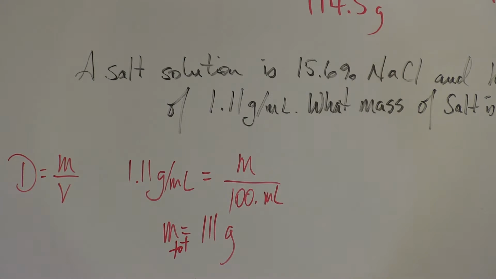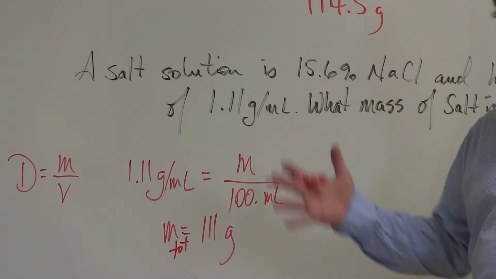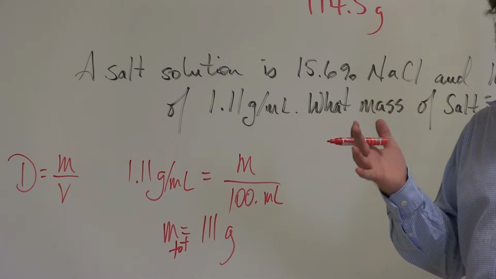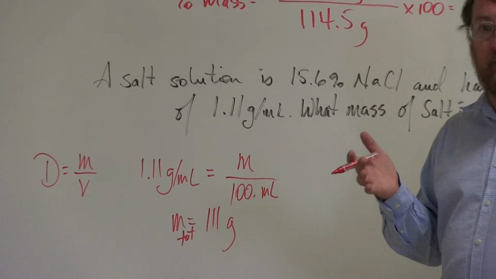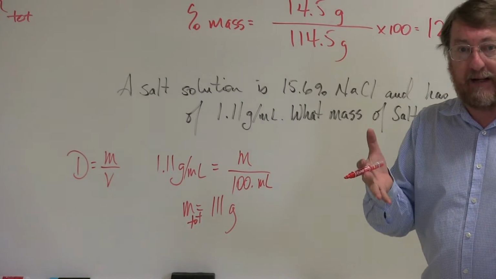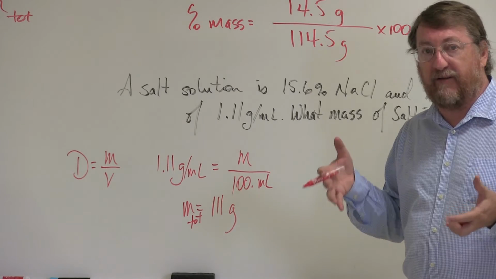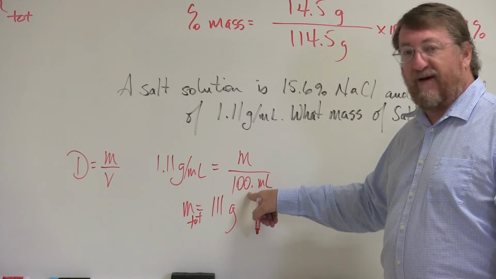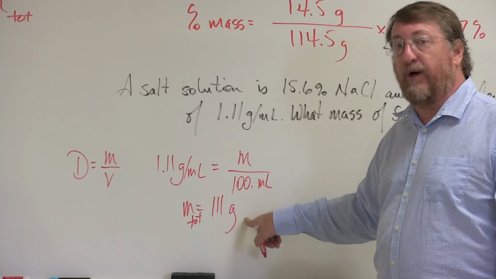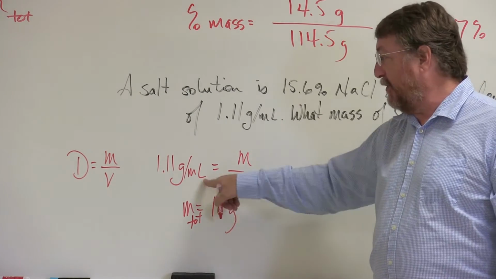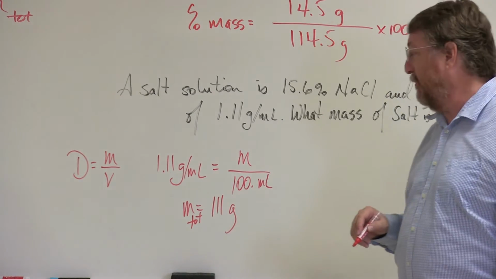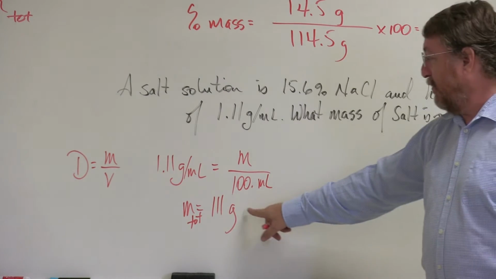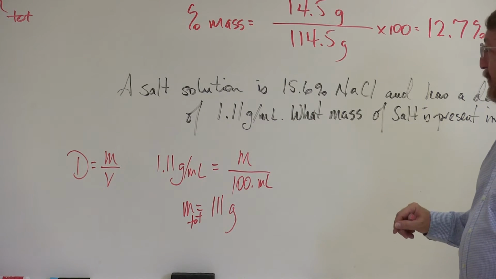So the total mass of the solution, because density is always for the entire solution. It's not a part in a whole type relationship. It's the mass of the whole solution divided by the volume of the whole solution. So here, if we have a 100 milliliter sample, it will weigh 111 grams because the density is 1.11 grams per milliliter. Well, out of this total amount, we've got a certain percentage.